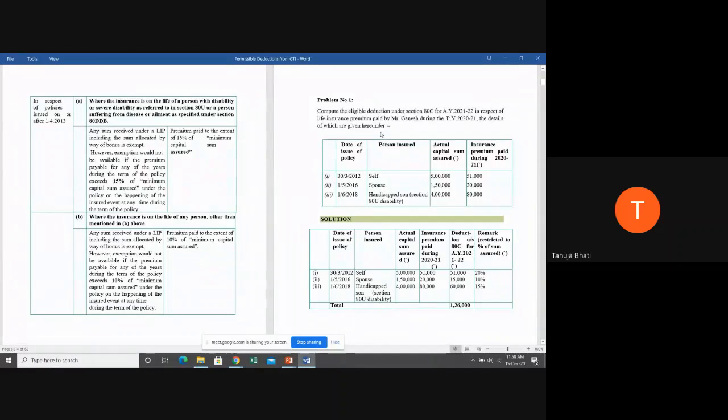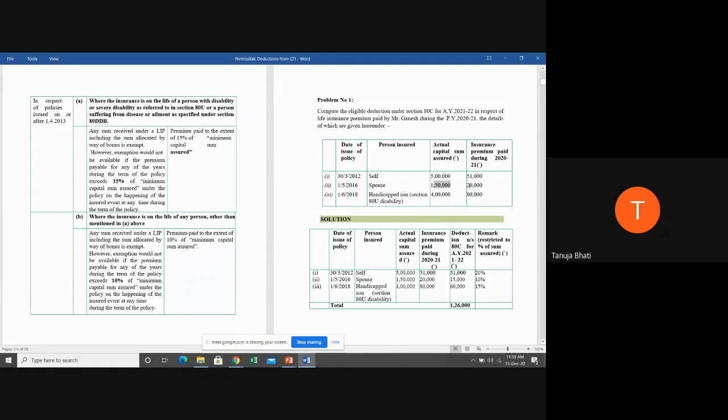So you all know that 80C is giving a deduction for the premium paid in respect of a life insurance policy. That is clear to you all. Now, they have given the details. The date of issue of the policy is 30/3/2012 and this policy is taken on self. Actual capital sum assured is 5 lakh. Premium paid is 51,000. The date of the second policy is 1/5/2016.